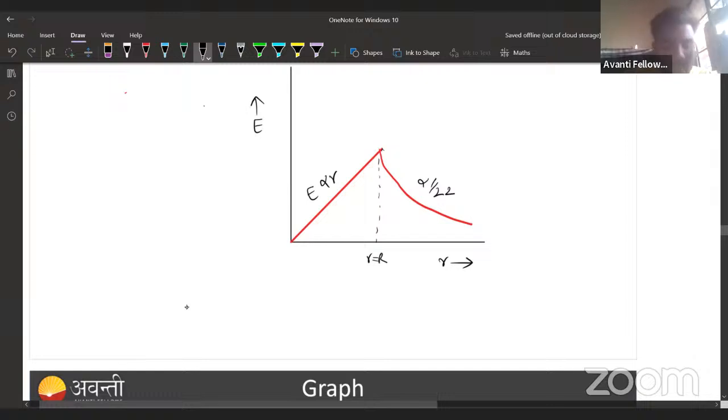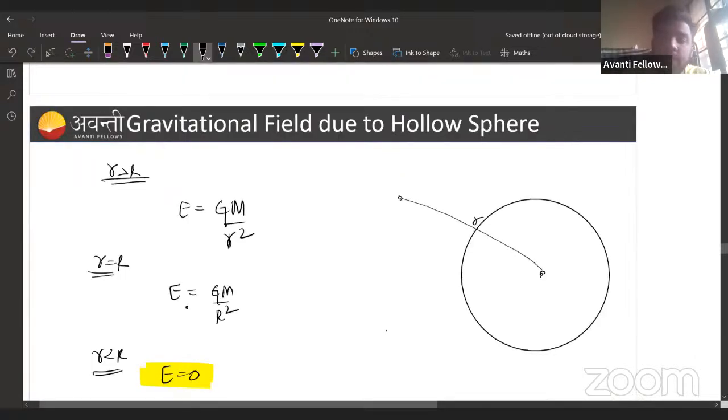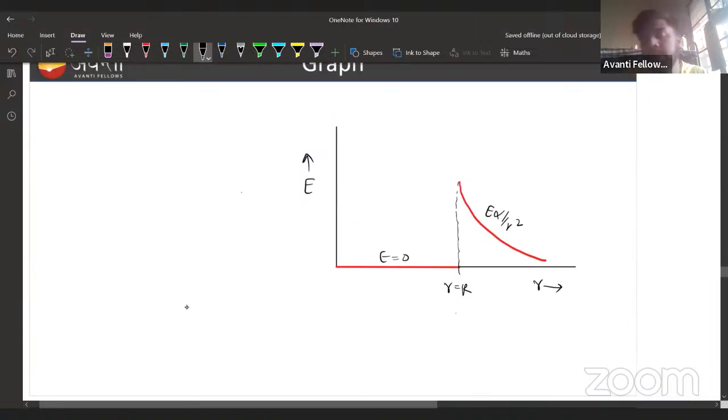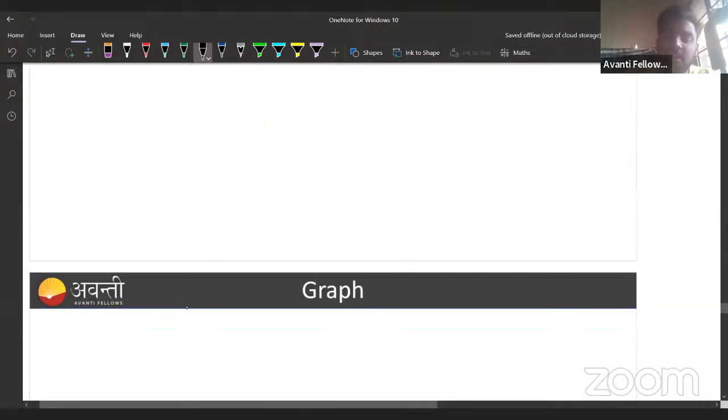Proportionality is 1 by r square. Hopefully this is clear, right? What happens to a hollow object, a hollow sphere? Inside, the electric field is 0. On the surface it is maximum yet again, and after that it is proportional to 1 by r square and becomes 0. Okay, so we'll see potential tomorrow.